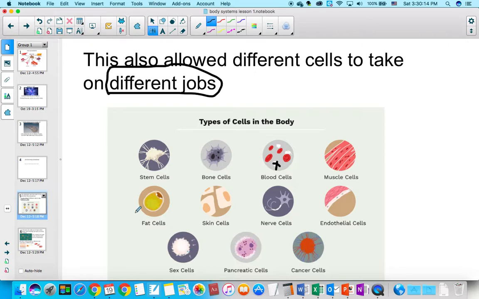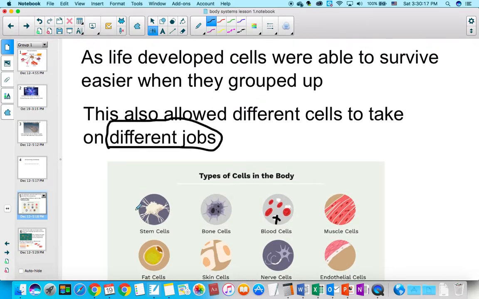And so that's kind of why being multicellular helped living things survive, was because of those different cells that grouped up. Some of those cells were really good at one thing, so they did that one thing for the body, while other cells did other things. And that allowed that multicellular thing to survive better and potentially in harsher environments than single celled things.